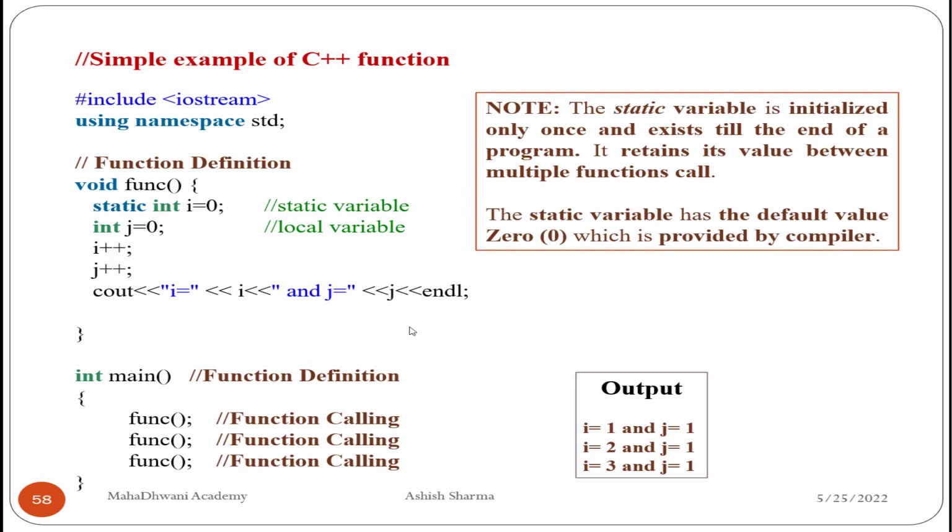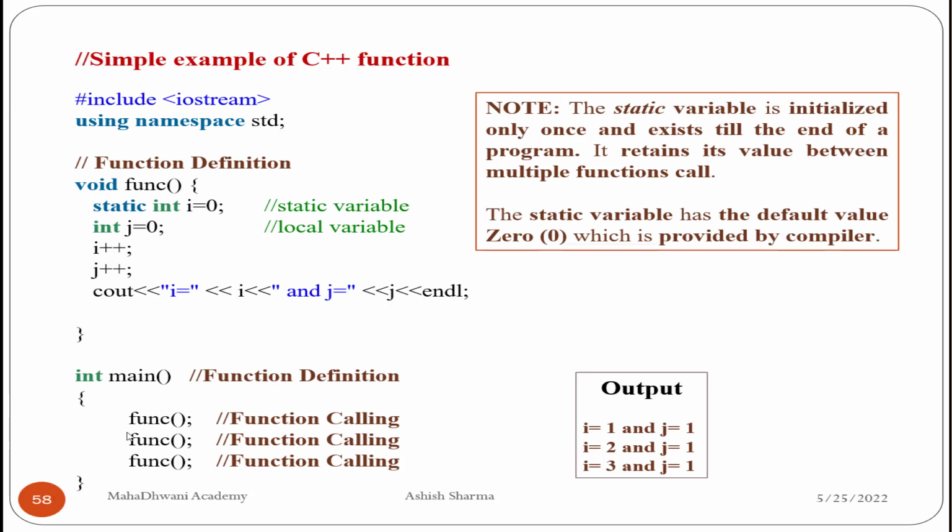Here if we see the output, the first time we call the function, what are the values of the variables i and j? Here i is 0, j is 0, so i is incremented by 1, j is incremented by 1, so the value of i is 1, j is 1. So we can see here i 1 and j 1.